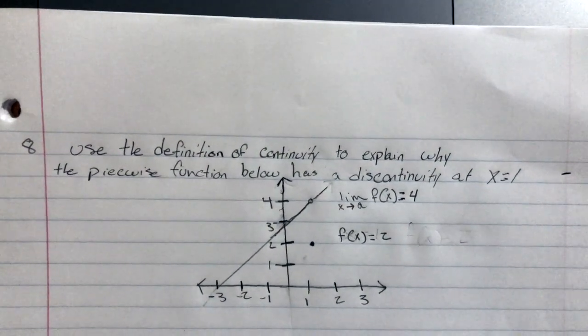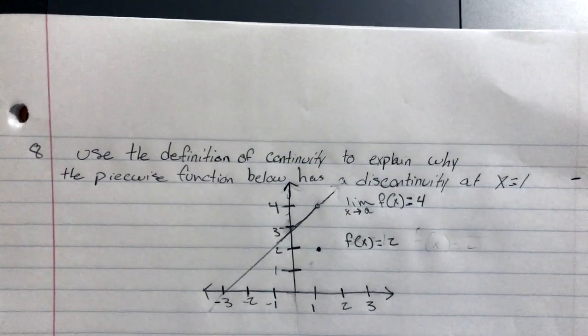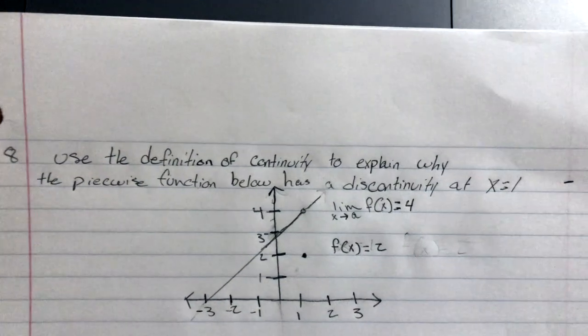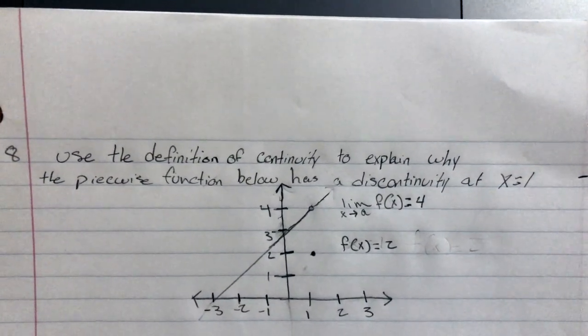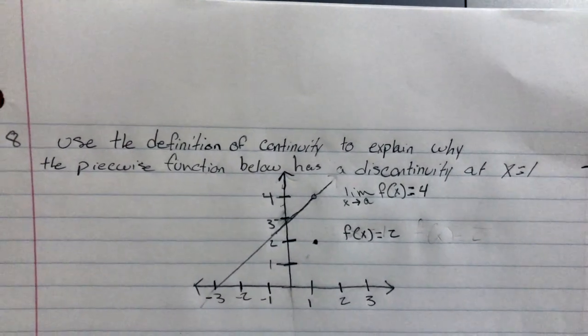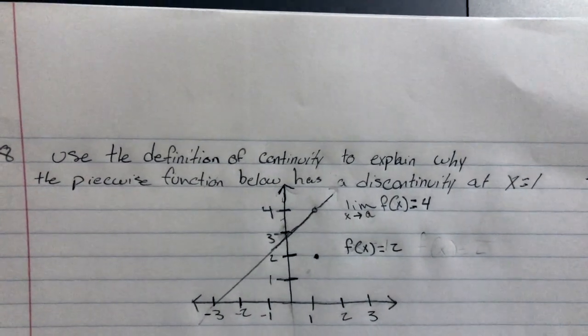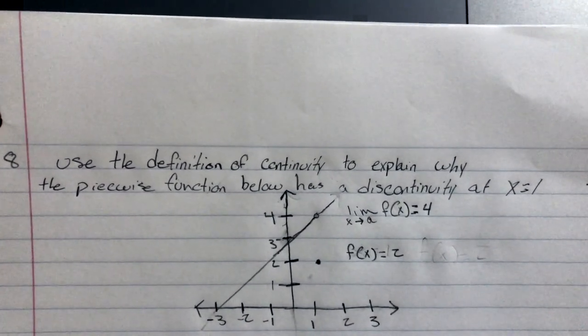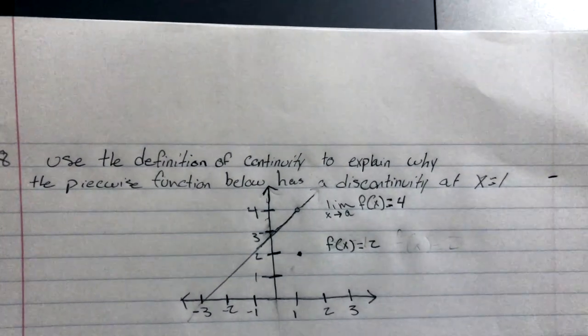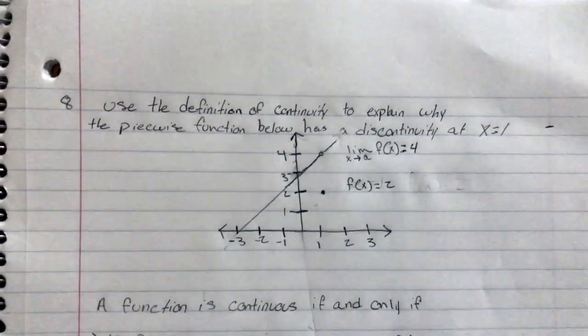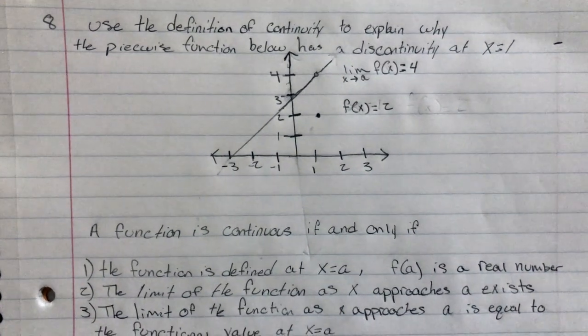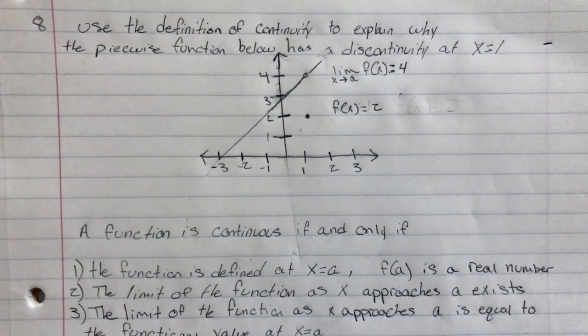The question asks us to use the definition of continuity to explain why the piecewise function has a discontinuity at x equals 1. When you reread the question, you'll see that the definition of continuity is needed in order to answer the question.